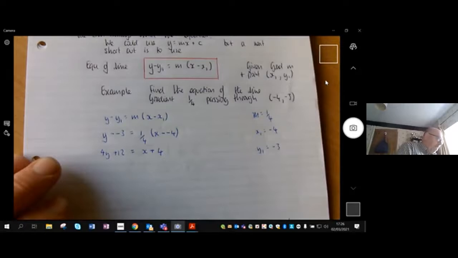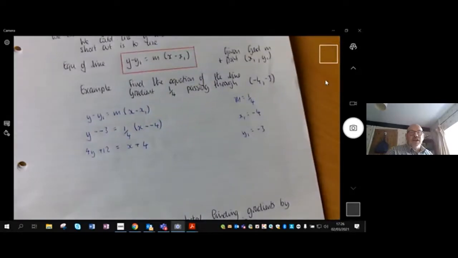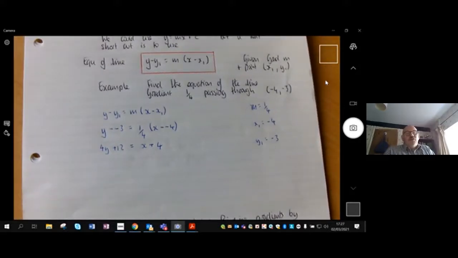And then there are various ways you could write the answer down. To be honest, any 3-term equation is correct, unless you're specifically asked for a certain form. You might be asked for it in the form ax plus by plus c equals 0, or ax plus by equals c, or y equals mx plus c.